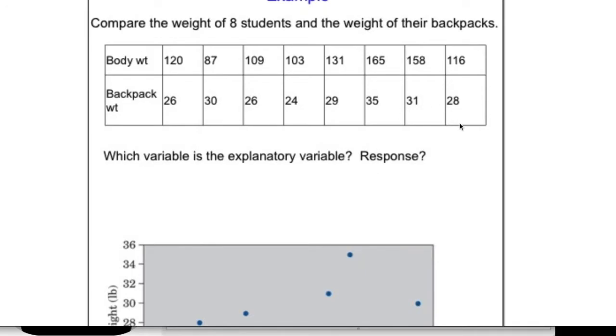So in that case, when we're trying to figure out explanatory versus response, your body weight explains the backpack that you get.